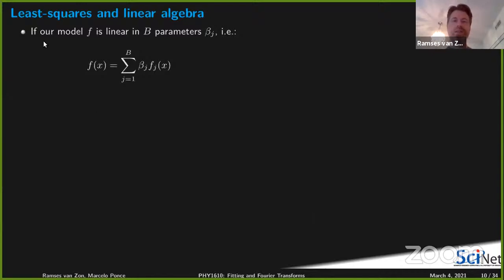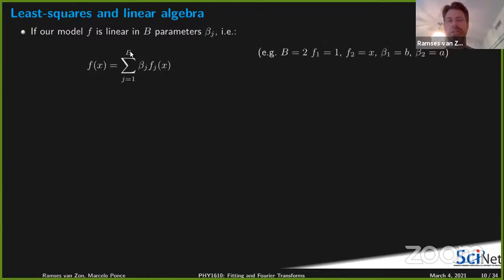Let's look at a general model. So a general function f that we're trying to fit to, which is a sum of terms. And so there's b terms here. Each term is some sort of function of x multiplied by a parameter. So it's linear in these parameters beta j. And I assume that the number of parameters here is denoted by b.